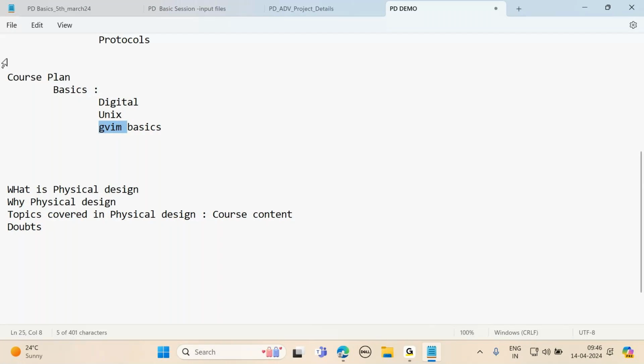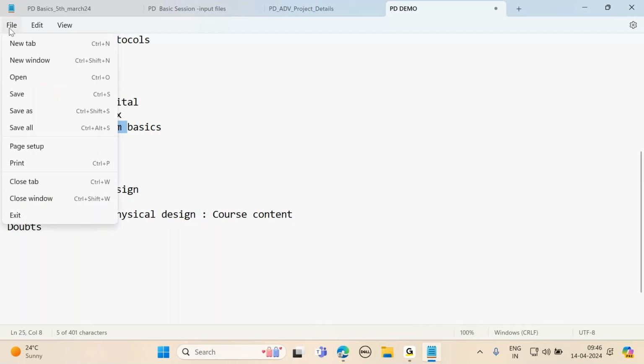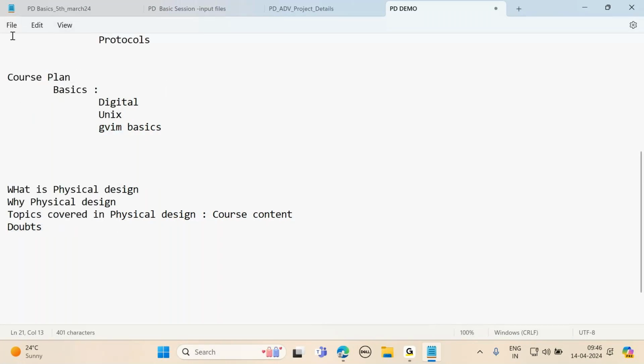No option to get line numbers, right? But in VIM, you can get the line numbers, even line numbers you can get. So what are the commands? VIM is nothing but an editor, one of the text editors. So how to use the VIM commands to access this editor?